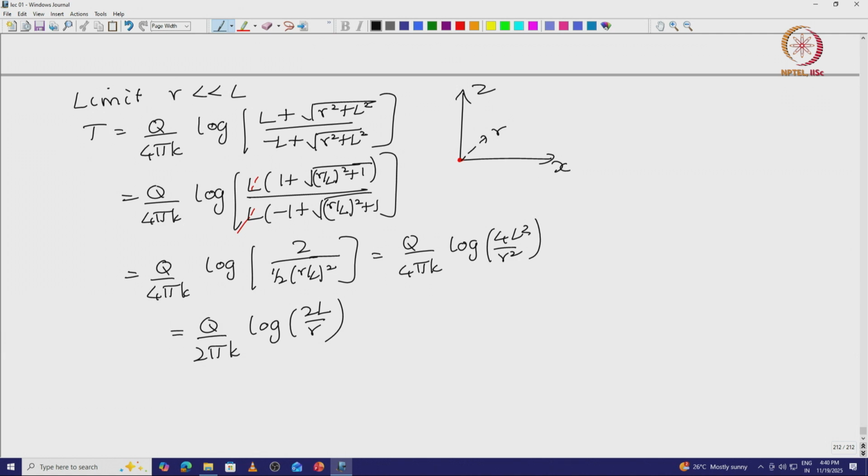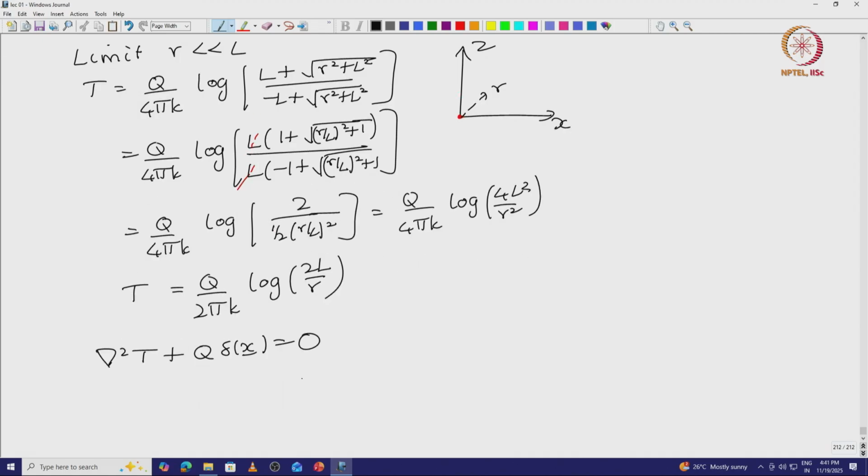And for heat conduction in 2 dimensions, if you solve del square T plus Q delta of x is equal to 0, you will find that in 2 dimensions the del square goes as 1 by r d by dr of r partial T by partial r plus Q delta of x. This is equal to 0. The solution for this is in 2 dimensions.